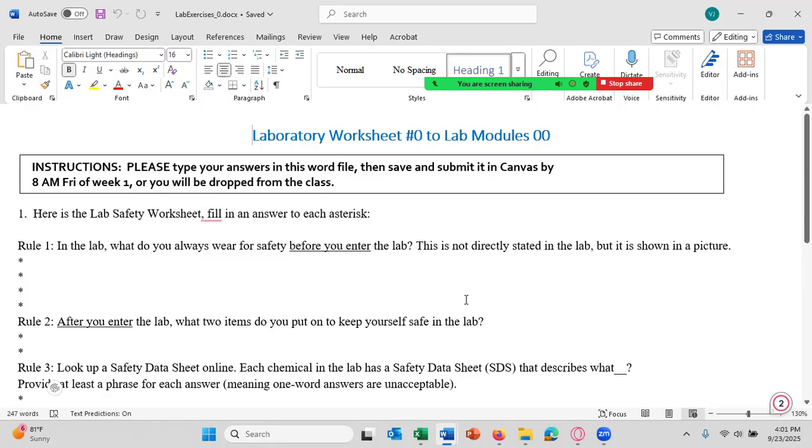And then rule 2, after you enter the lab, what 2 items do you put on to keep yourself safe in the lab? Now, here's a point. You do not put the lab coat on both before you enter the lab and after you enter the lab. You only put the lab coat on one time, and you have to figure out where that is, in rule 1 or rule 2. If you put the answer in both, you're going to get it wrong because you only put the lab coat on one time. So use a little bit of common sense when you're answering these questions.